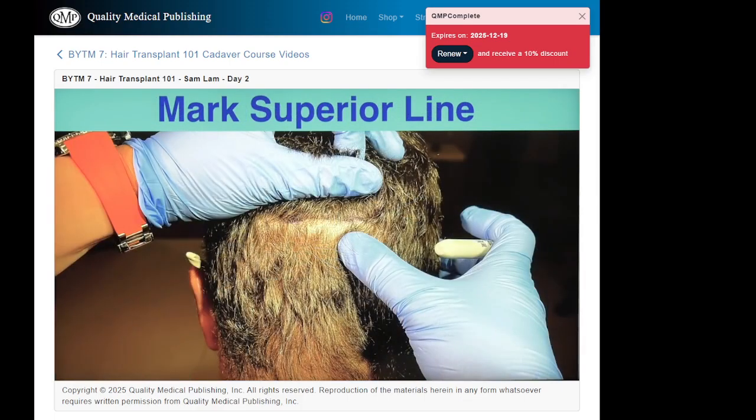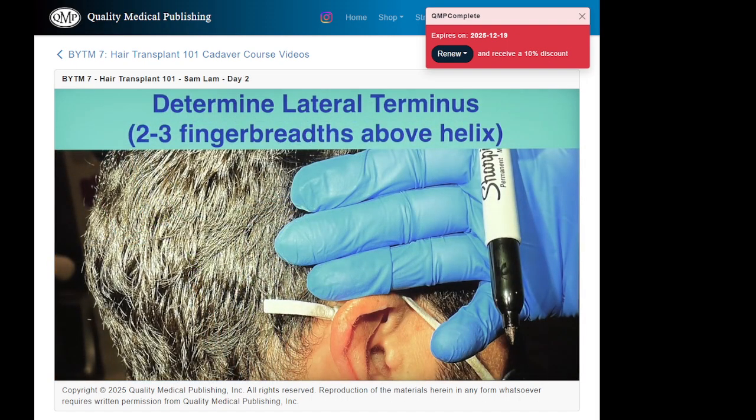So I first mark out the superior line. And that just tells me, okay, this is where I want to go. And then on the lateral limit, where do you go? How far do you go? How high do you go? 2 to 3 finger breadths is a good idea, so you can stay consistent with both sides. But to be honest with you, it may be too high in certain cases, maybe too low. I'll just use that as a general guide.